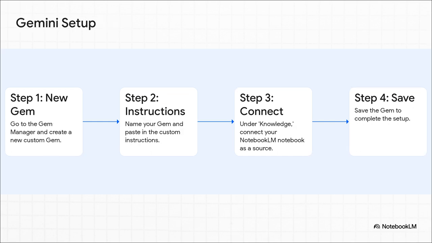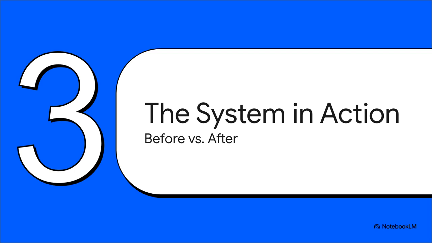Okay, next up, we make it automatic. You're going to head over to Gemini and create a custom gem. Give it a name, paste in a few simple instructions that basically say, always obey the rules in my notebook. Then, the magic step. Under the Knowledge section, you connect the NotebookLM notebook we just made. You save it, and you now have your very own custom version of Gemini, with that AI kill switch built right in.